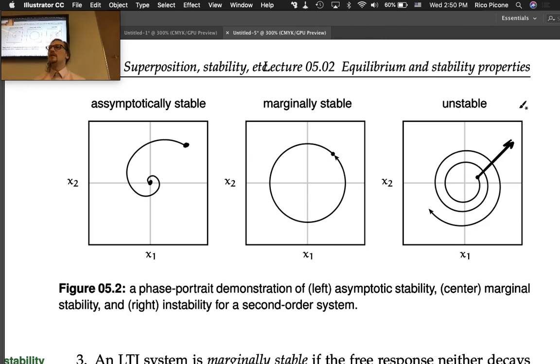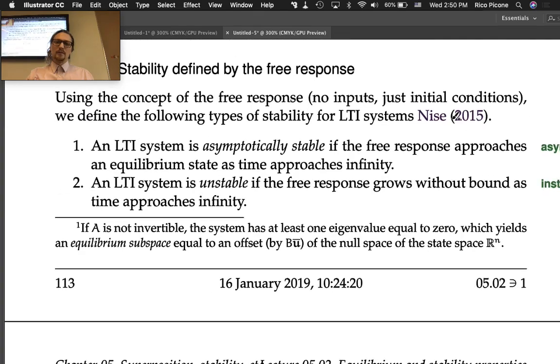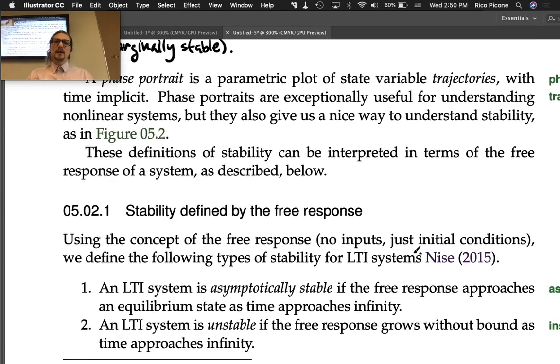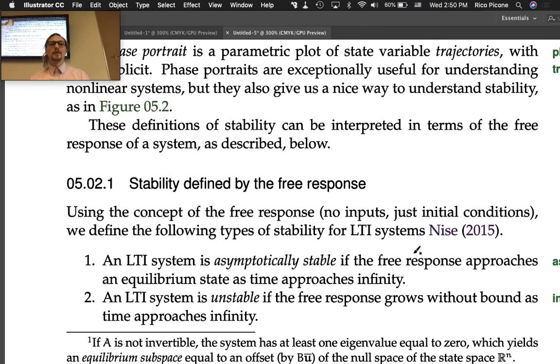So that's how we can use a phase portrait to have a feeling for the system. If you start out the trajectory there, it goes off to infinity. That's unstable. Okay. So these definitions of stability can be interpreted in terms of the free response of a system as described below.